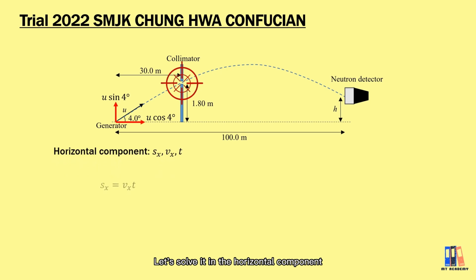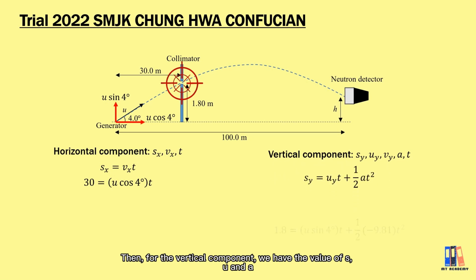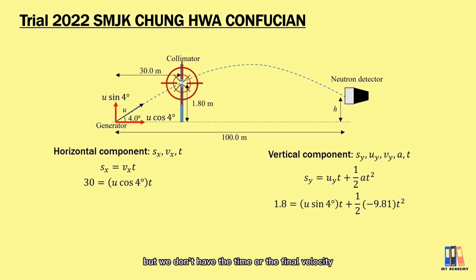Let's solve it in the horizontal component. Do remember that we only have one applicable equation for motion with constant velocity, which is s = vt. Put in all the values available, and we have the equation 30 = u cos 4 multiplied by the time. And then for the vertical component, we have the values of s, u, and the acceleration, but we don't have the time or the final velocity.